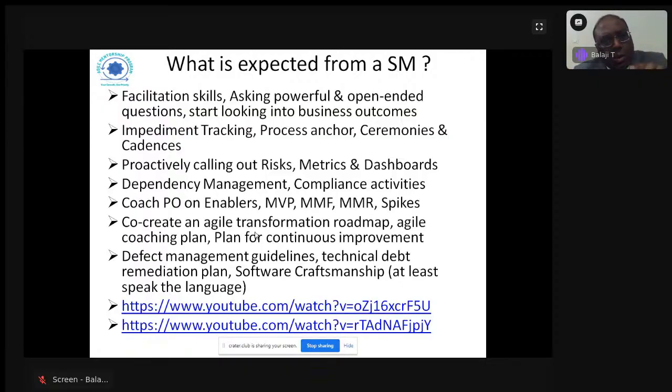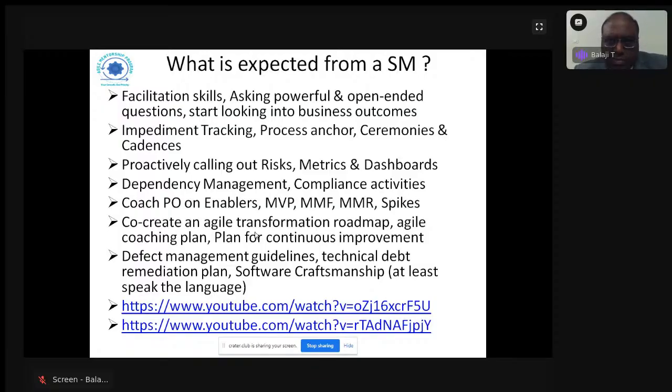But the Scrum Master is a person who is going to put the team on the path of continuous improvement, because continuous improvement and growth mindset go hand in hand. You cannot have a growth mindset if you don't have continuous improvement, and you cannot have continuous improvement if you don't have the growth mindset, right? So making the team embark on the journey of continuous improvement is one of the paramount responsibilities of a Scrum Master. And probably if you take me, when I was working as a Scrum Master many years back, I used to partner with my team to create some defect management guidelines and some kind of technical debt remediation plan and software craftsmanship.